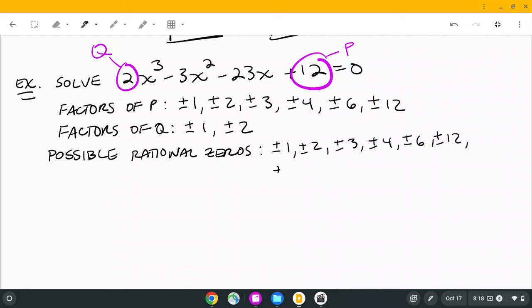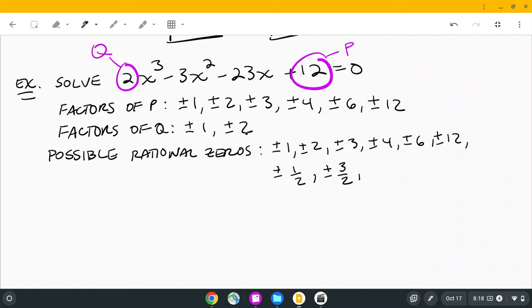And then all of the p's over 2. So that's going to be plus minus 1 over 2. And then plus minus 2 over 2. But 2 over 2 is 1, and we already have that. Okay. So then it's going to be plus minus 3 over 2. We don't have that one. Plus minus 4 over 2. But 4 over 2 is 2. We already have it. Don't have to put it down again.